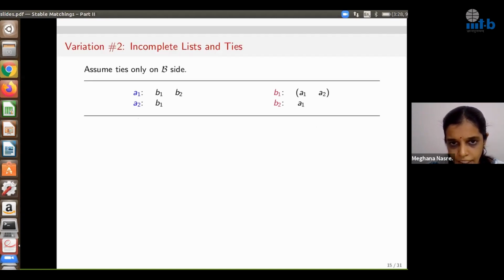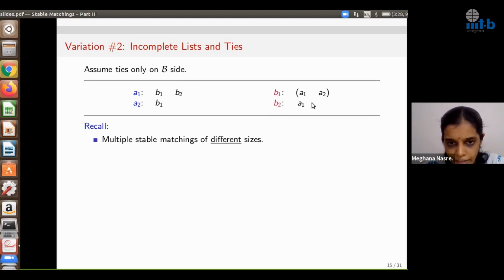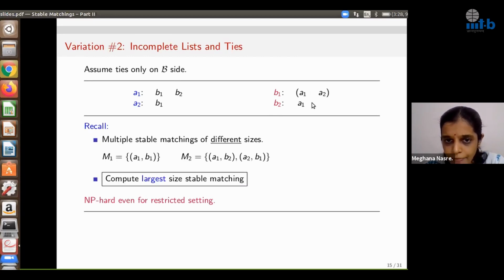So we have already seen this setup where we have incomplete lists and ties. We are focusing on the case where only the B side has ties, like shown here. So this is called the women, and the women only have ties. And we have seen examples where there are multiple stable matchings of different sizes, and the natural goal is to compute the largest size stable matching. Computing any stable matching is easy. You can easily do that by breaking ties arbitrarily and running the Gale and Shapley algorithm. However, computing largest size stable matchings is NP hard even under restricted setting.